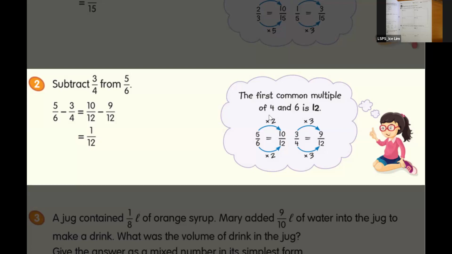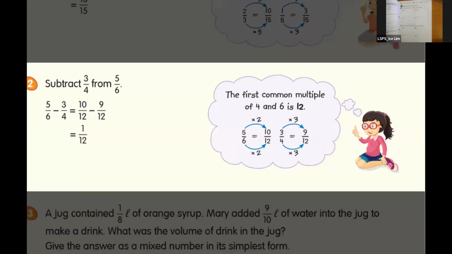I'll be showing you a few examples later. Some of you might have heard of the butterfly method. I don't know whether you have heard about it. Some of your tuition teachers, or your previous teachers, may have taught you this method. And we're going to discuss a little bit of that later on as well.